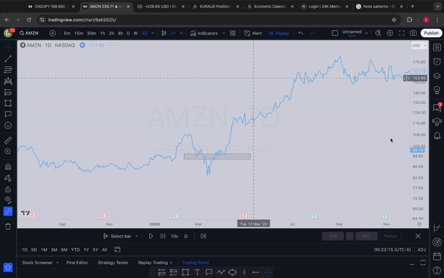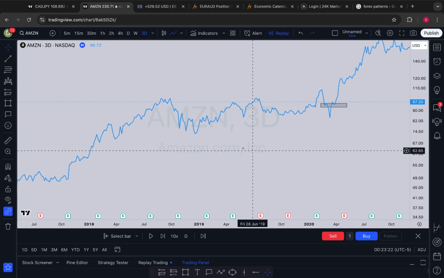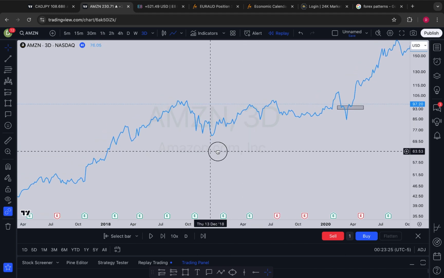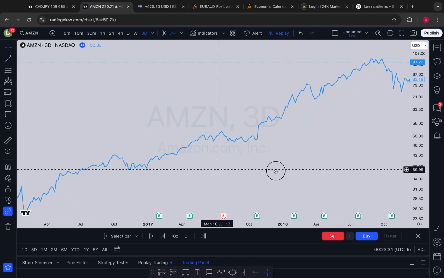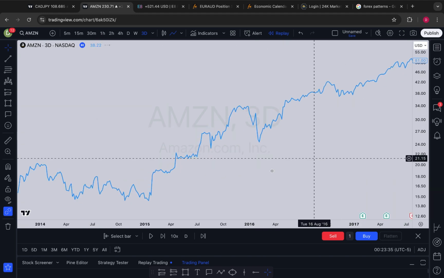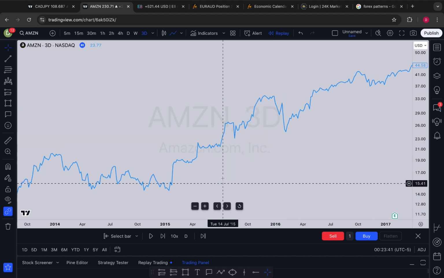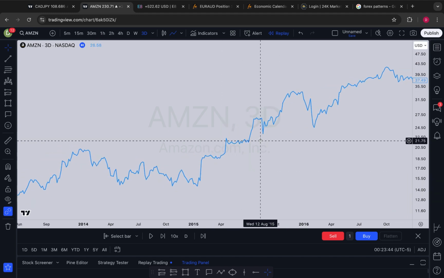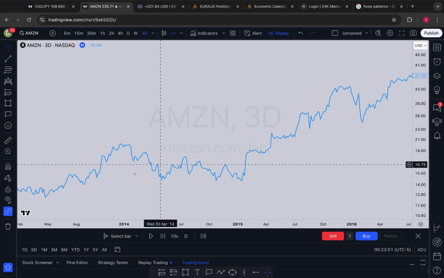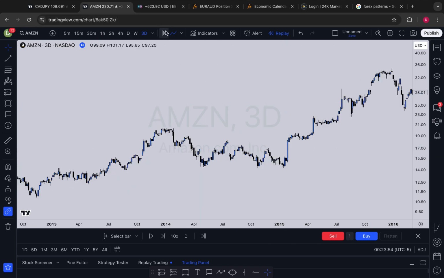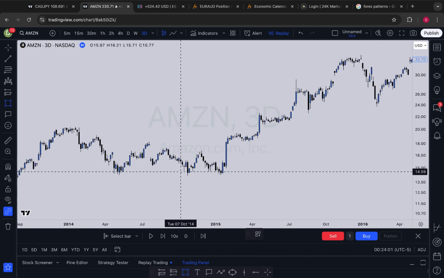Okay, let's switch back to the 3-day, see if we can find something a little bit easier. Not really seeing much. I'm not gonna lie. To me, it's a little tougher to use the line chart. Oh yeah, see, and it's easy. It's a little bit easier for me to use the candle, so I'm just used to it like that.